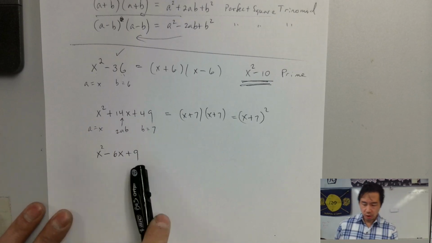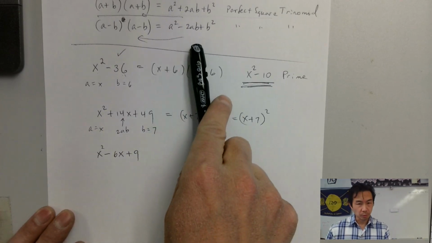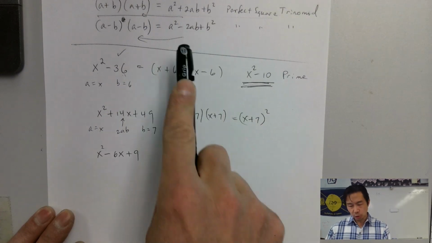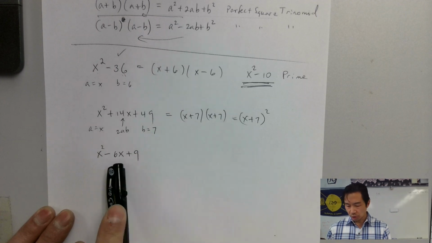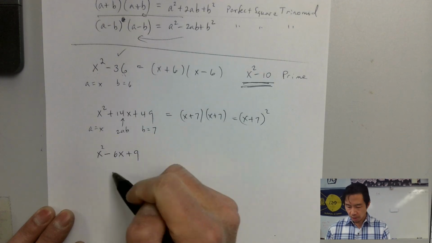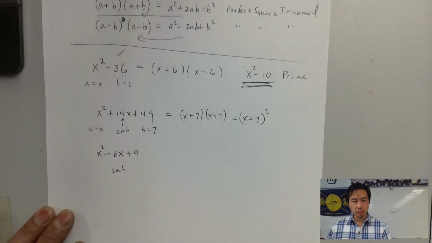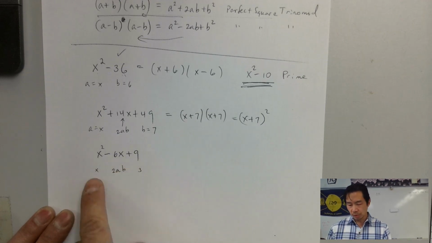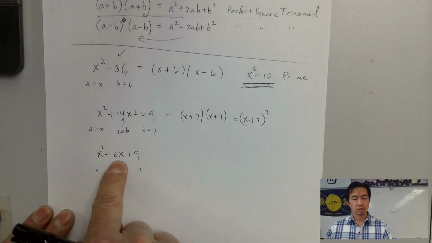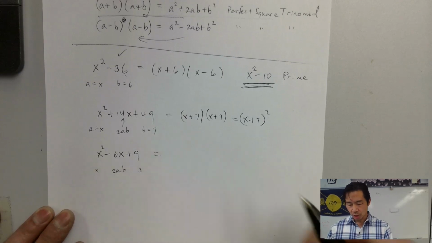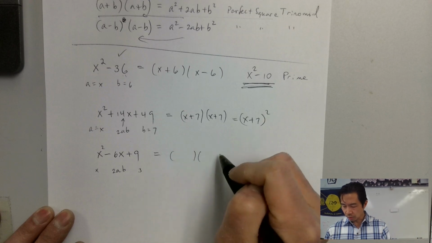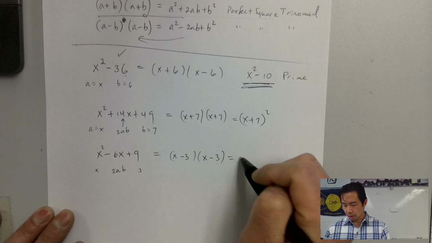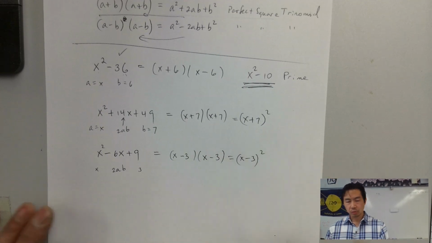Okay, I have a trinomial, so it could be a perfect square trinomial. I have a perfect square here and here. So yes, it still could be a perfect square trinomial. Now I check the middle term. Is the middle term 2ab? Is the middle term 2 times x times 3? It is. So it checks out. That means I can factor it. x minus 3, x minus 3, or x minus 3 squared.